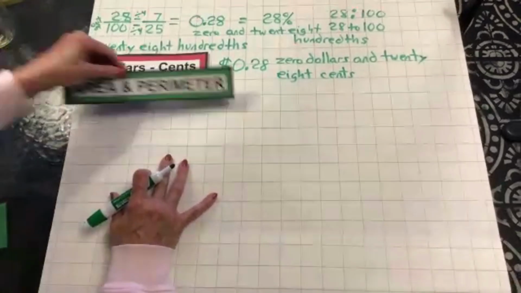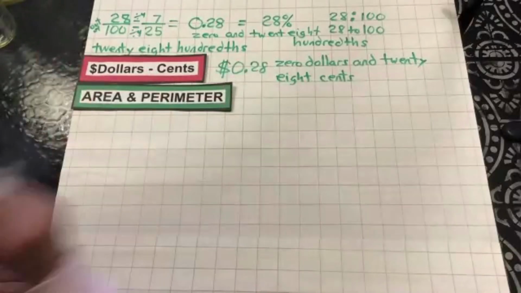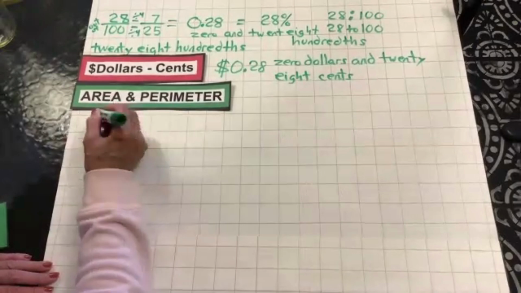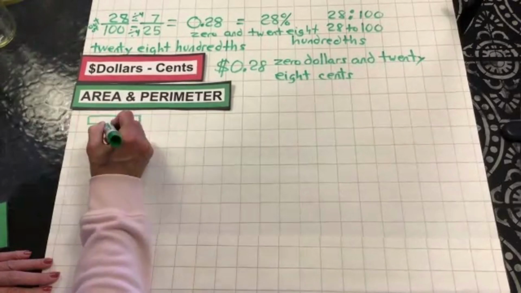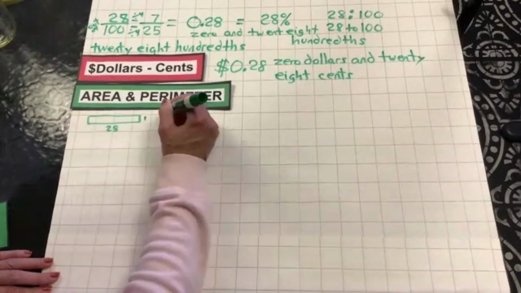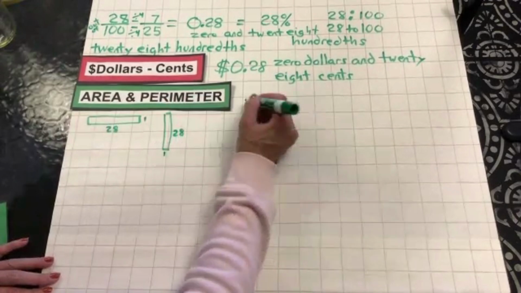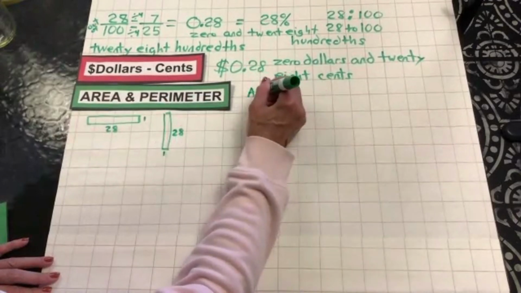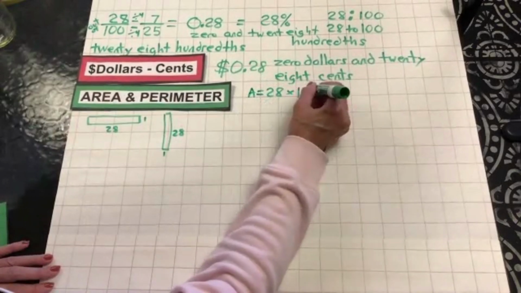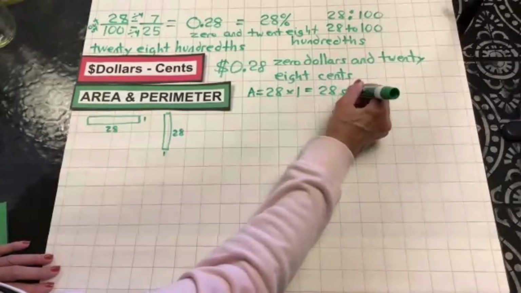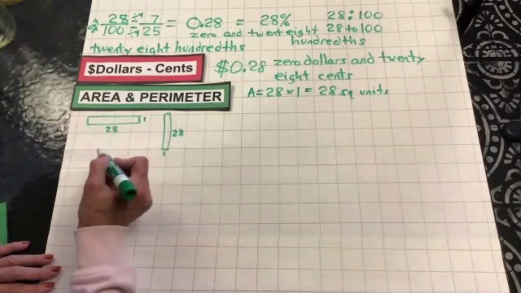So let's move it on up and let's go into our area and perimeter. We've got a lot of factor pairs to work with, so we're going to try to utilize all of them. So we're going to start off with, and I'm just going to draw a little rectangle here to represent 28 by 1. And I'm going to draw another one like this and say this is a 1 by 28. So we're going to come over here and I'm going to write up here area equals 28 times 1, width times length. And area is always in square units. So we're talking about 28 squares long by 1 tall.